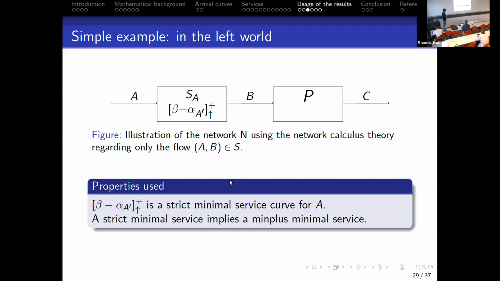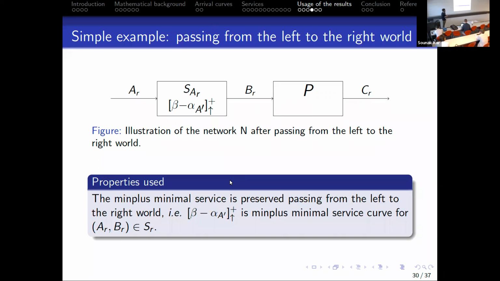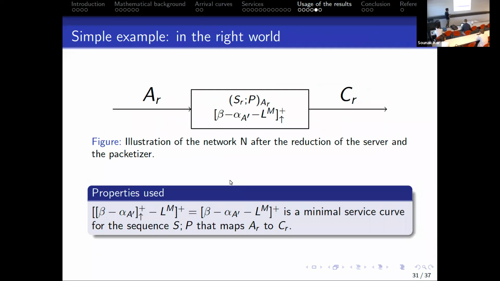Under this hypothesis, we can use some properties such that beta minus the arrival curve of A prime is a strict minimal service curve for A, and also that a strict minimal service implies a min plus minimal service. Then, according to the theorem, we can pass from the left world to the right one, and we have the same service curve. In this world, we have this minimal service curve for the sequence SP that maps AR to CR.